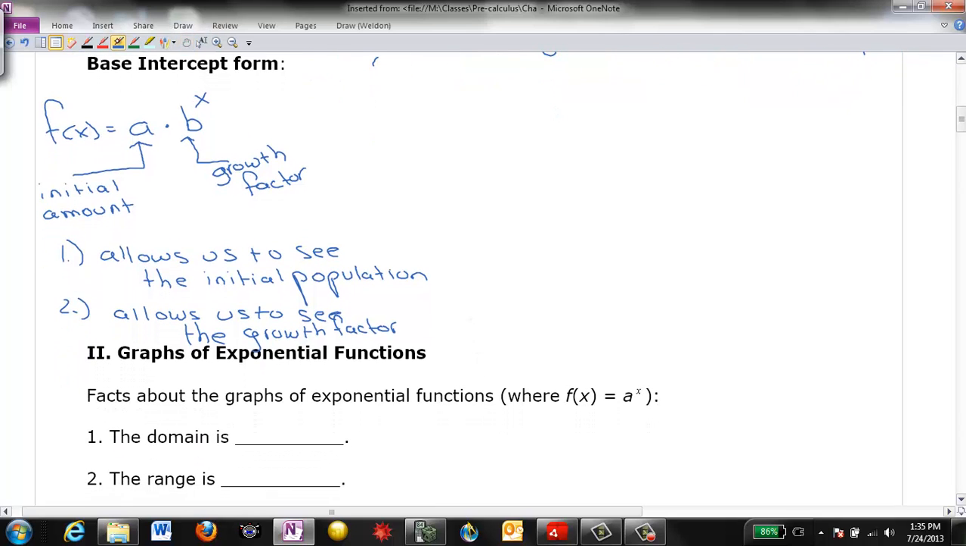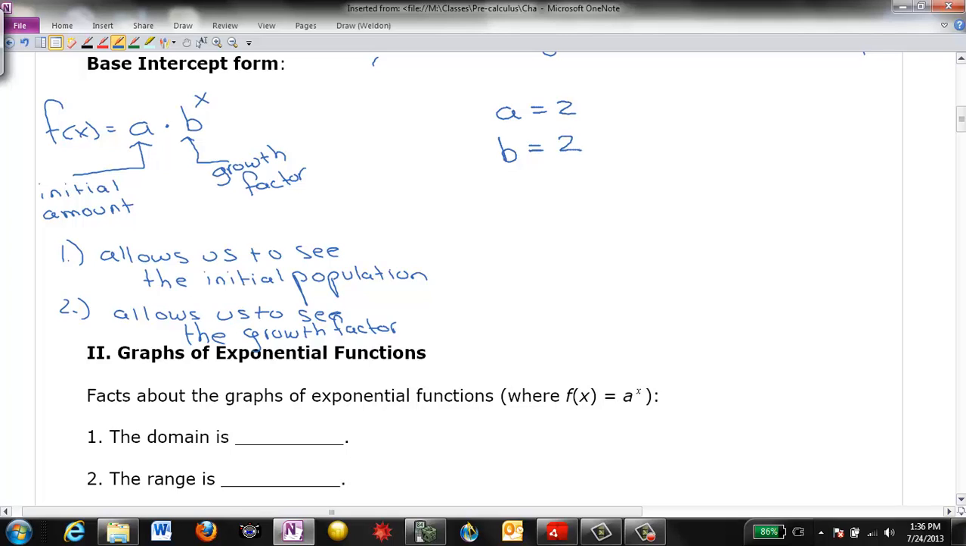So consider a population of rabbits. I was talking about this population of rabbits before. Let's say we start with an initial population of 2 rabbits. I'm going to say a equals 2. And let's say every week that these rabbits exist, they are going to reproduce and double their population every week. So every week that passes, the population doubles. So we have a population growth factor of 2.